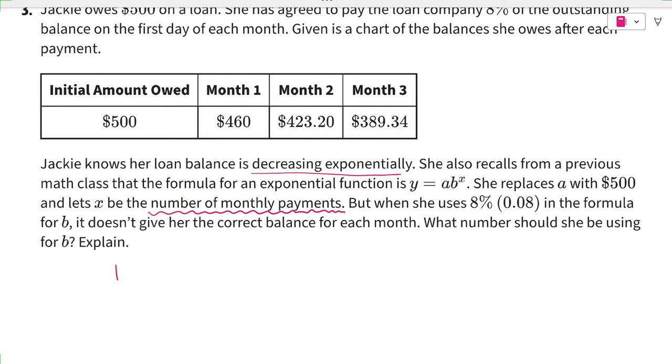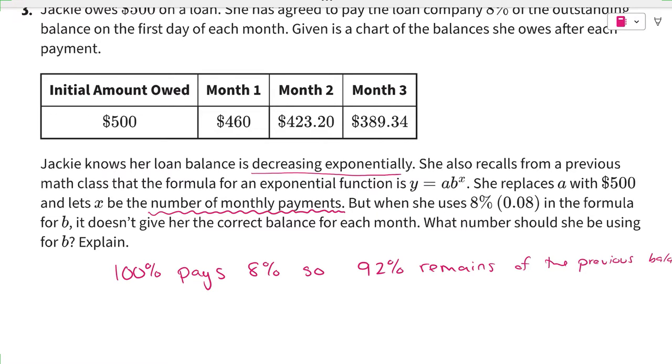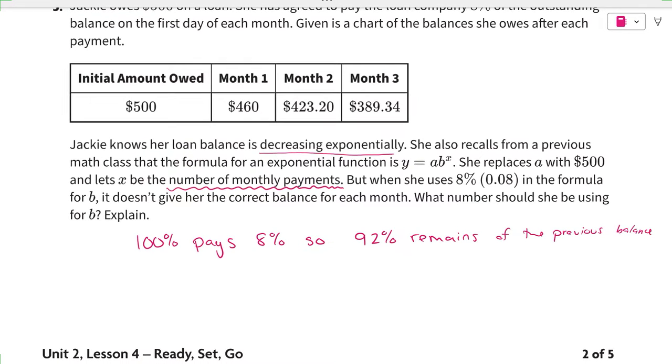Explain. Well, she's paying, so it's 100% originally, right? And she pays 8% each month. So that means that 92% remains. So of the previous balance. Whatever balance came before it. So that's the value we want to use to find B. B is 92 out of 100, or really, B equals 0.92.